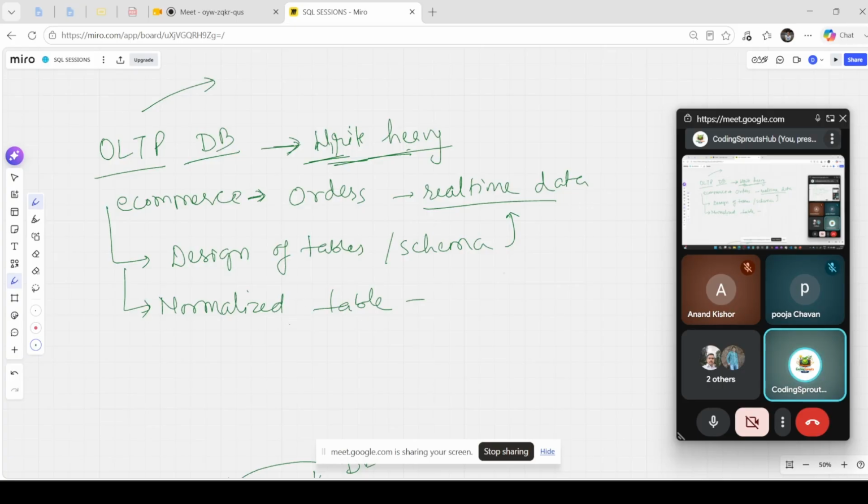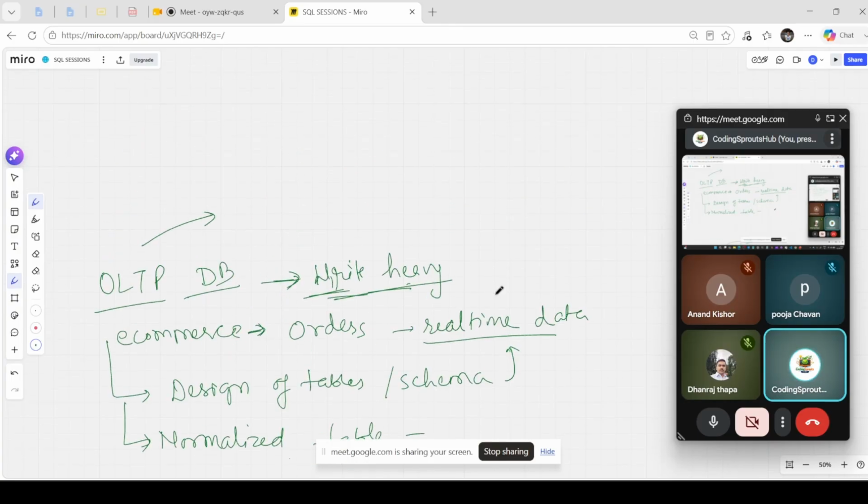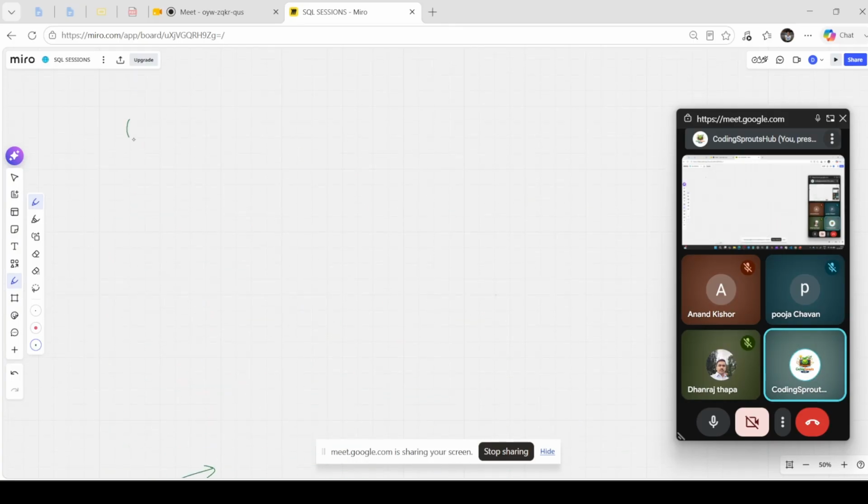Now, last session, I mean in June, not now, we talked about OLTP and OLAP. OLTP is a transactional database, the one that we learned about in our SQL sessions. Those were normalized tables.